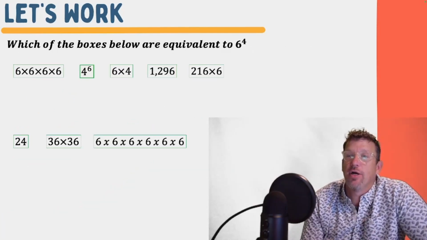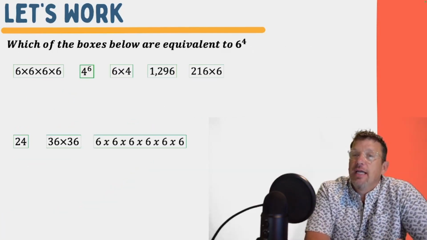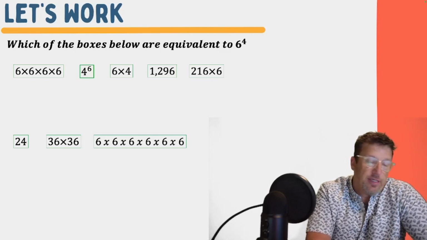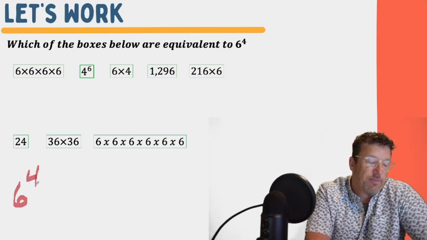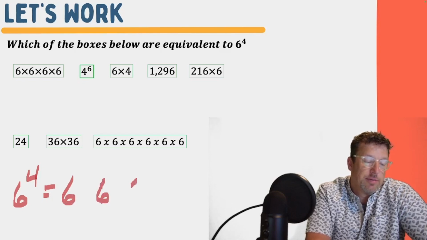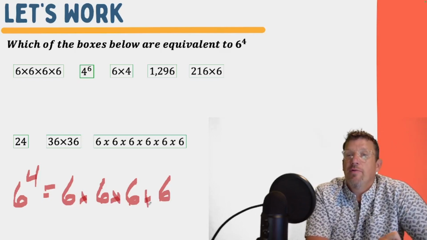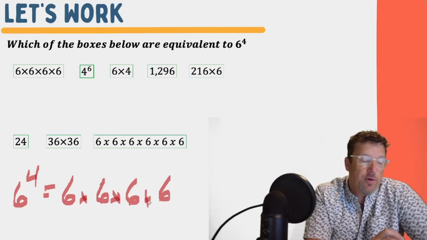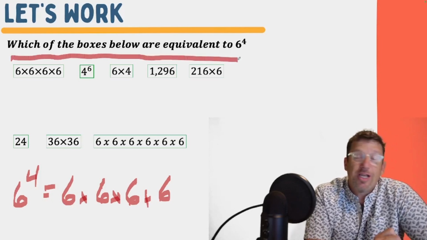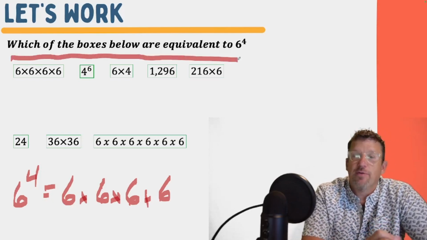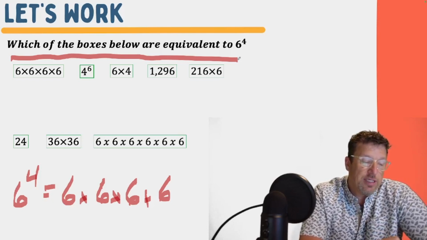Which of these are equivalent to 6 to the 4th? And let's just simply write down 6 to the 4th. And let's break it down into exponential form. So if I have 6 to the 4th, we know that we write the base down 4 times. Okay, well, already I can see I have found one of the boxes that works. So remember, the question is, which of the boxes below are equivalent or have the same value as 6 to the 4th? Well, 6 to the 4th equals 6 times 6 times 6 times 6. So we know, right off the bat, that this one works.